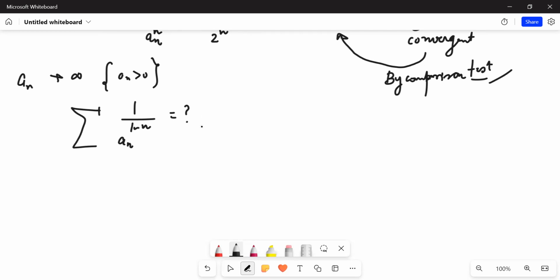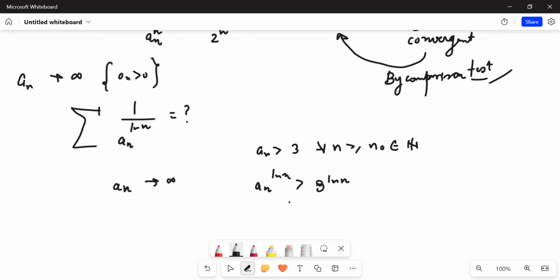So see, an tending towards infinity implies an can also be made greater than 3 for all n greater than or equal to some natural number, let us say n naught. It implies that an raised to power ln n can be made greater than 3 raised to power ln n, and 3 raised to power ln n can be written as n raised to power ln 3.